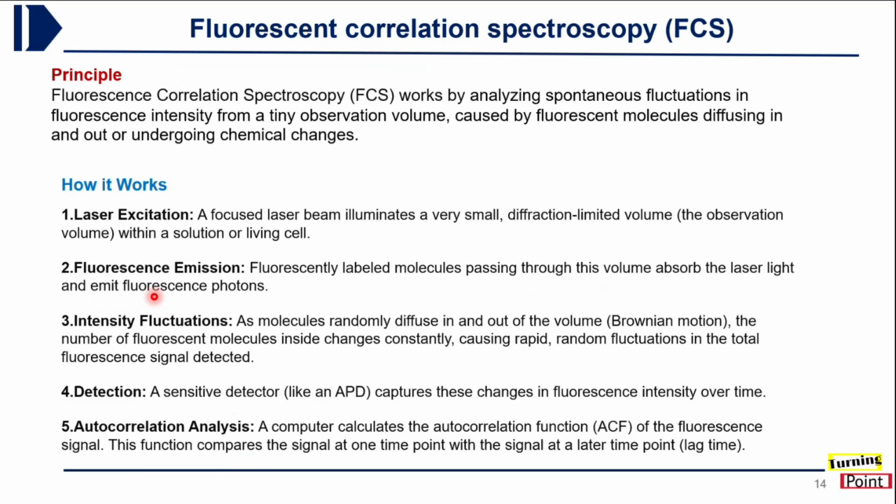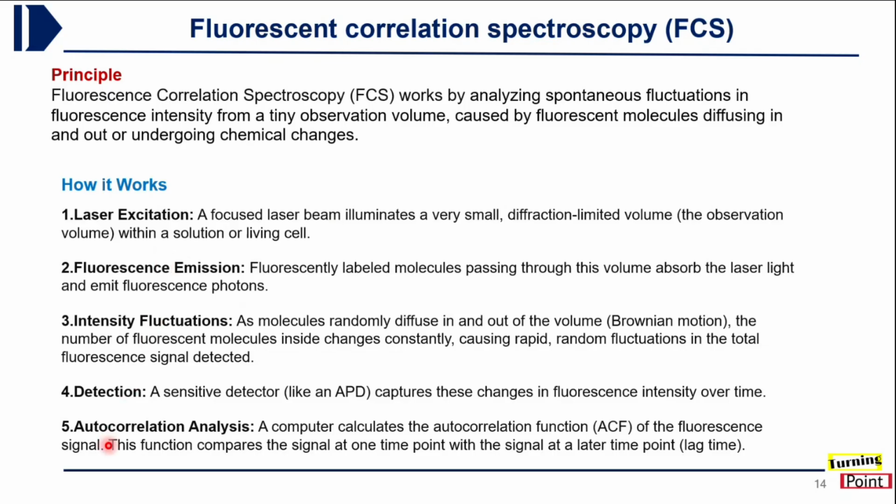Now one more method they have discussed, fluorescence correlation spectroscopy. The principle is that fluorescence correlation spectroscopy works by analyzing spontaneous fluctuations in fluorescence intensity from a tiny observation volume, caused by fluorescent molecules diffusing in and out or undergoing chemical changes. Now we'll discuss how it works: first laser excitation, then fluorescence emission, intensity fluctuation, detection, and autocorrelation.